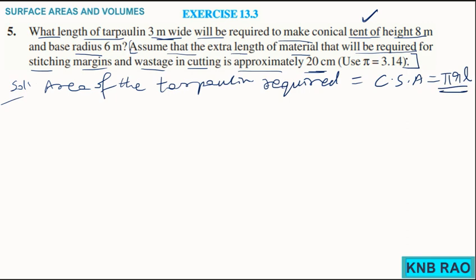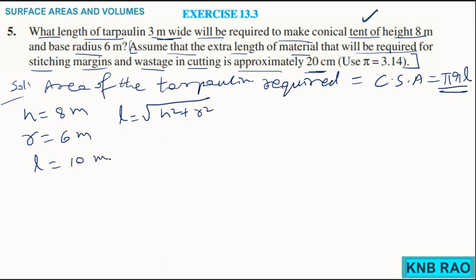But for that, R we know, we are given H 8 meter, R 6 meter. How much is L? You know how to find L using Pythagoras theorem. That is, L is root under H square plus R square. It is going to be 10 meter. Okay. How did I say that? It is just the Pythagorean triplet 6, 8, 10. 6, 8, 10 is a Pythagorean triplet where L is the hypotenuse. So I got this value.